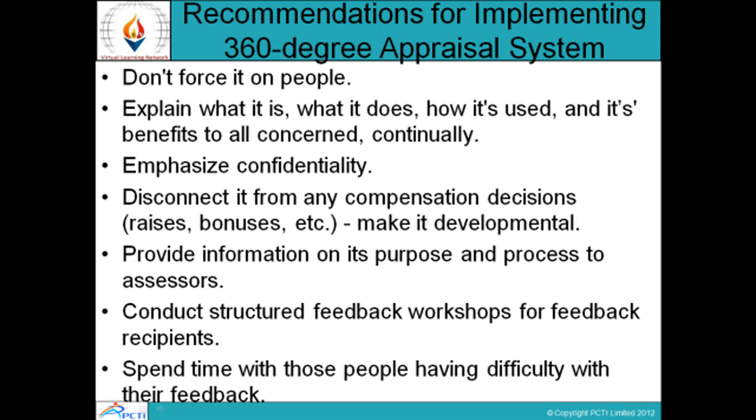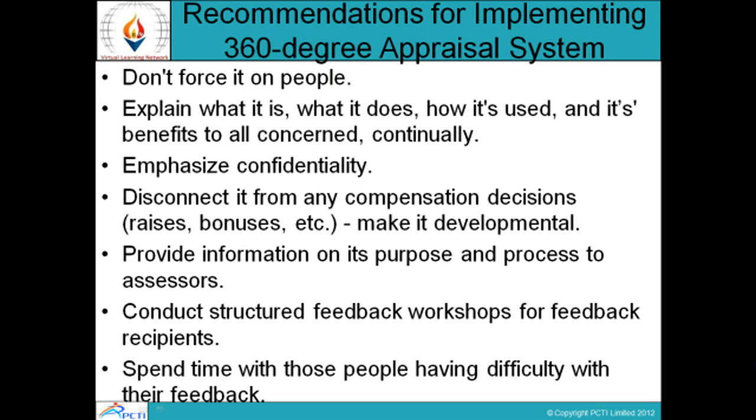Another recommendation is to emphasize confidentiality, because it's feedback. You must handle it in a very confidential manner, because if it's not confidential, it automatically leads to more conflicts and may raise other issues in the organization. Then, disconnect it from any compensation decisions, like raises, bonuses or promotions. It's all about understanding the performance of a person in the organization.